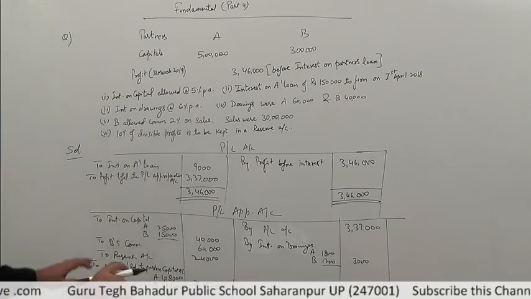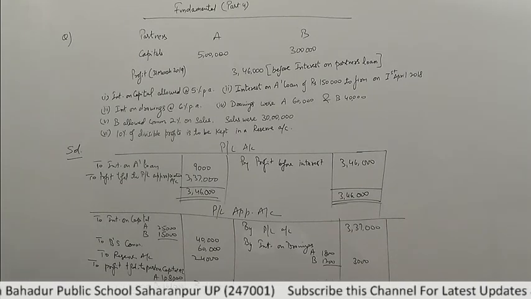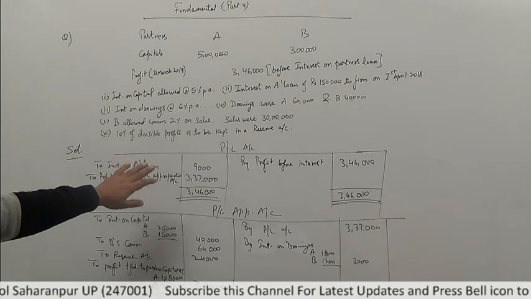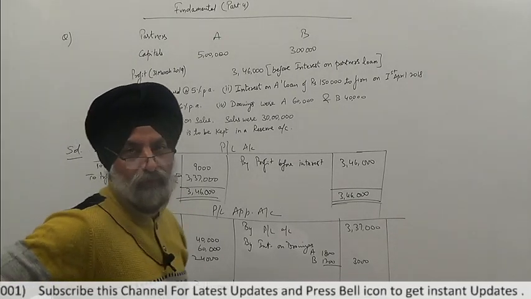In this way, this question is now completed, and you have to see how to make the P&L appropriation account. If there is need of making the P&L account first, then how to make first the P&L account, then the P&L appropriation account. So that's all for today. Have a nice day.